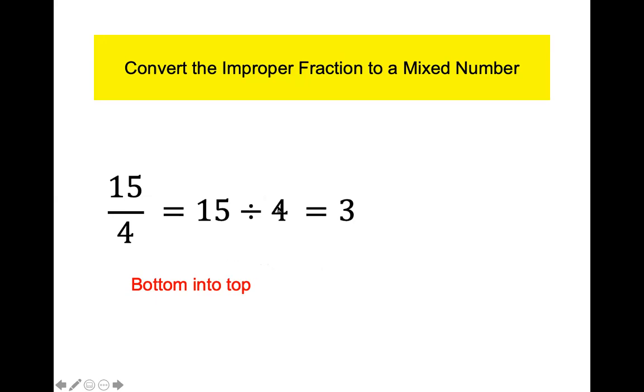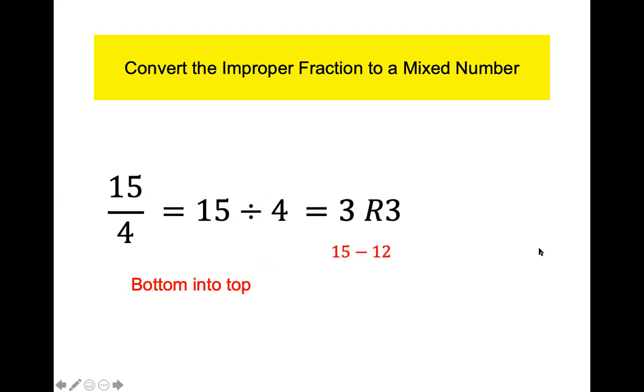So if I count by 4s, 4, 8, 12, that's 3 of them. I will subtract from 15 that number that I just got. 3 times 4 is 12. 15 minus 12 is 3. So that would be my remainder. My remainder would be 3.